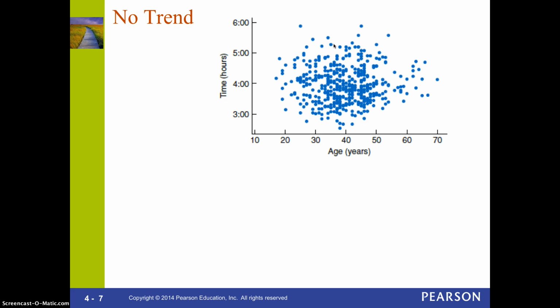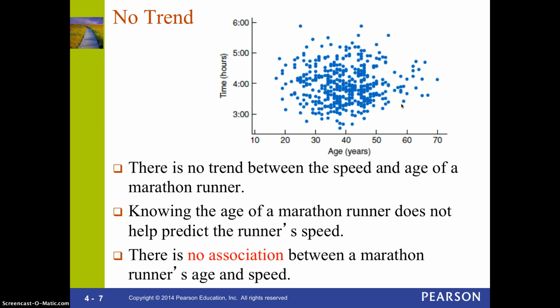So it's for each marathon runner, it's their age and how long it took them to complete the marathon. And if you try to think about putting a line through, you almost just want to draw a horizontal line because there's no direction to the dots. They're just scattered all over the scatter plot. So in this case we say there's no trend between the speed and age of a marathon runner.